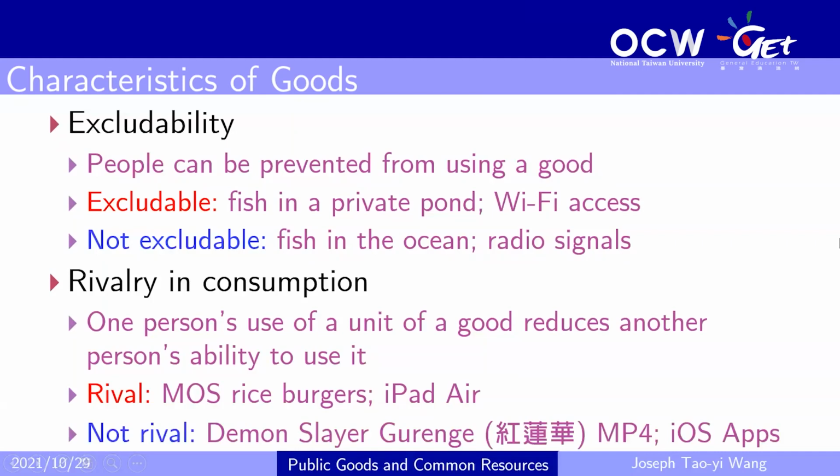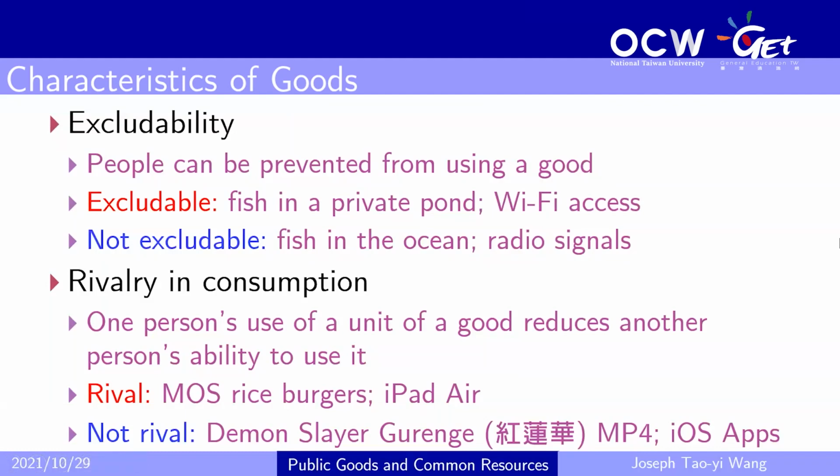What's non-rival? If you download an app on iOS, that's not rival in consumption. It does not affect other people downloading the same app and enjoying it. Or if you download an MP4 file of a Demon Slayer theme song, enjoying that music does not affect other people downloading the same song and enjoying it. Those are non-rival in consumption, so I'm not affected by other people's consumption of this.